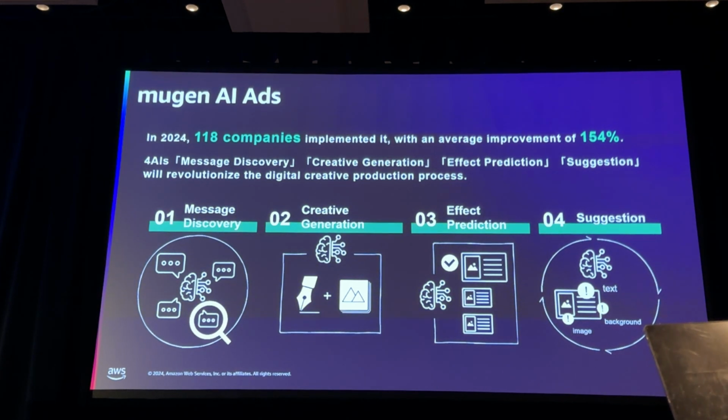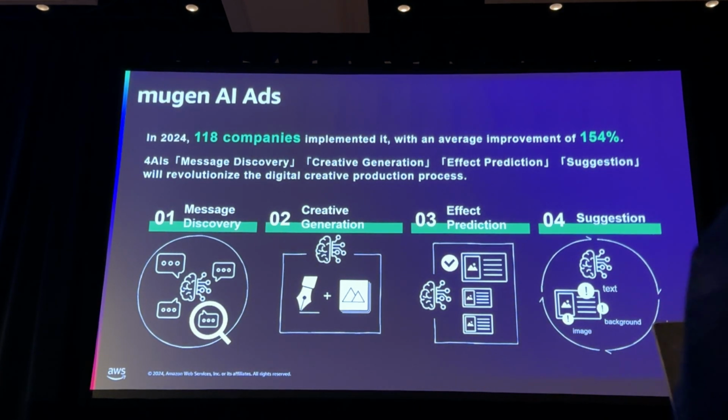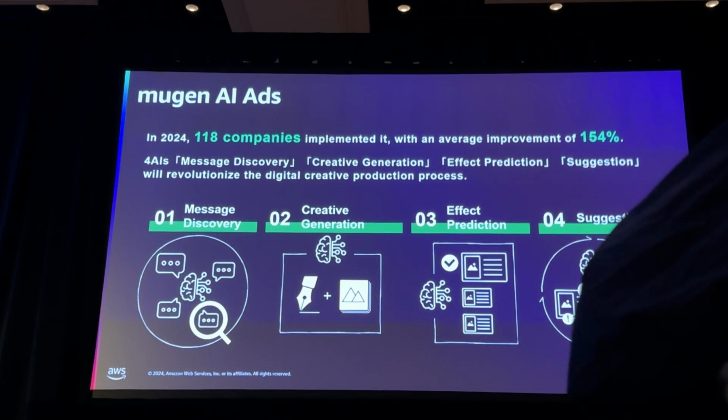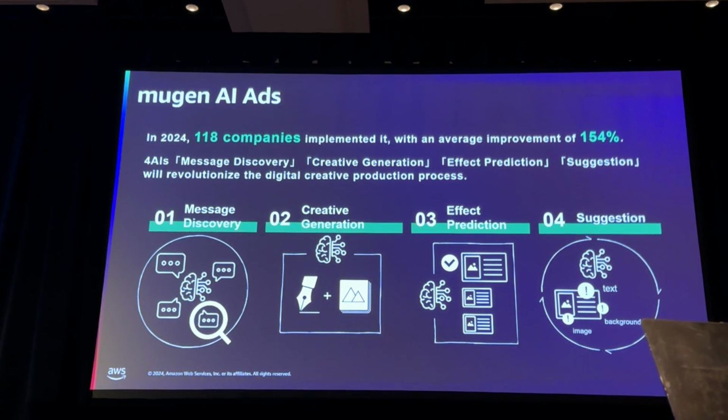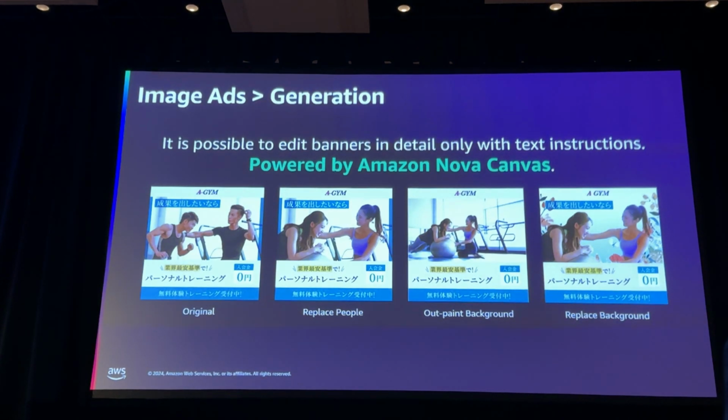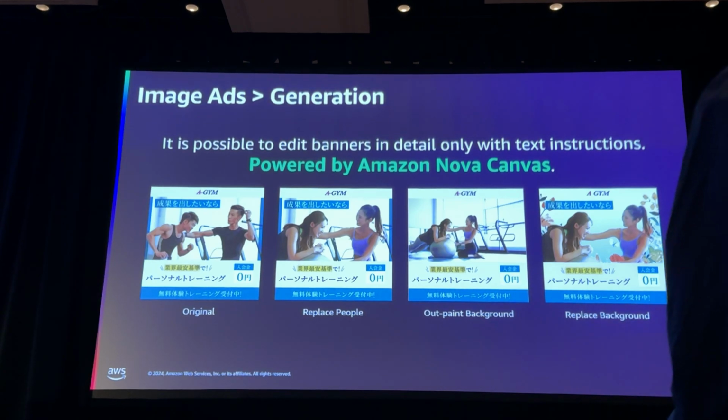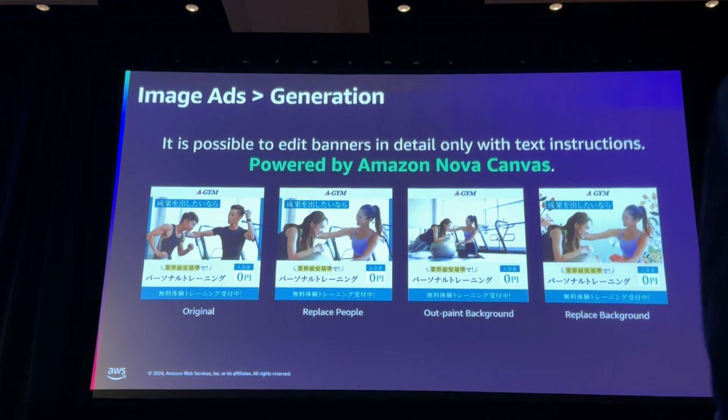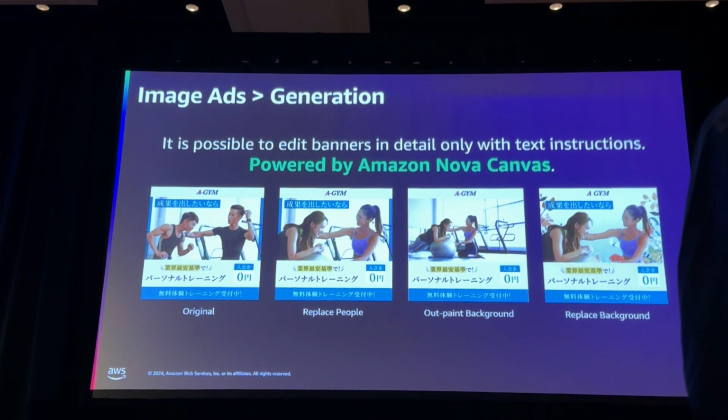It consists of 4 features: message discovery, creative generation, effect prediction, and suggestion. Today, let's take a look at generation, prediction, and suggestion, because they have relation to generative AI. Then, the generation part. It's not so hard to imagine that nowadays, utilizing LLM, we can easily generate taglines and textual contents, but not just that. We can edit images in static banners utilizing image generation AI with just text instruction. And of course, it's powered by Amazon Nova Canvas, image generation AI from Amazon.